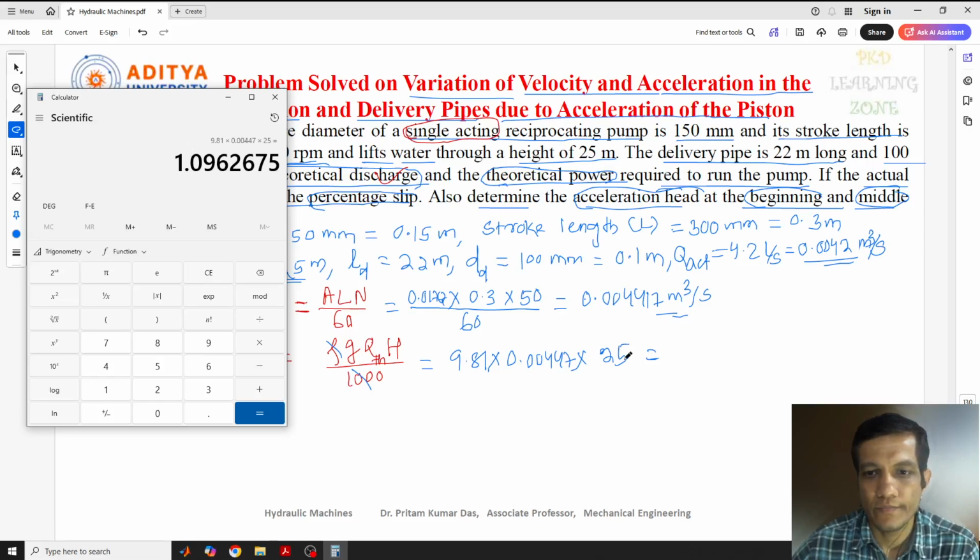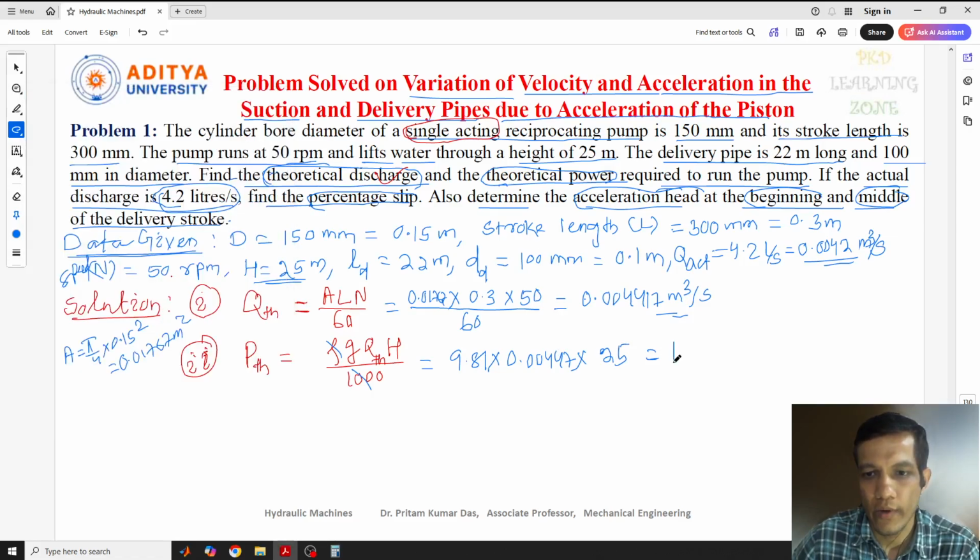So it's actually 9.81 into 0.004417 into 25, which gives 1.0832. So we got the theoretical power, 1.0832, and this much kilowatt. This is another answer. So the first answer and second answer we have calculated.